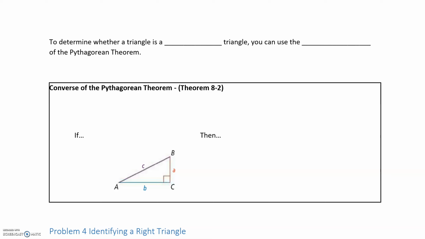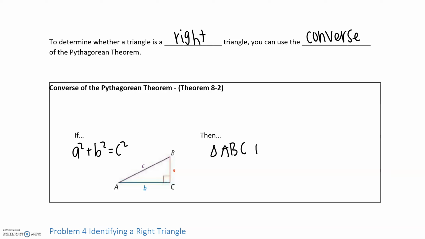Okay, so now we want to determine whether a triangle is a right triangle. How we do that is we use the converse of the Pythagorean theorem. So remember from chapter 2, converse means that we're just flipping our if and our then. So that means that if we have a squared plus b squared equals c squared, then our triangle ABC is a right triangle.